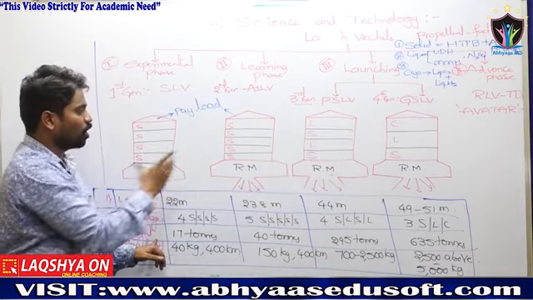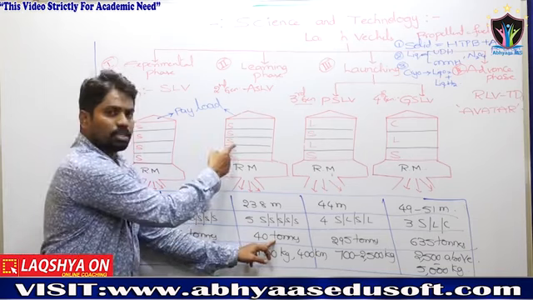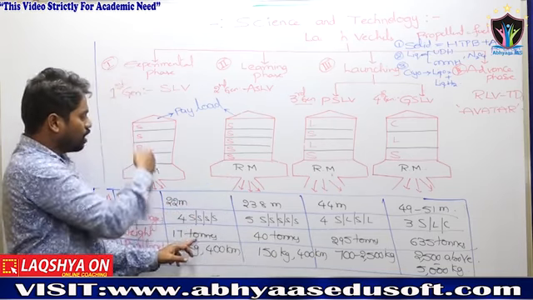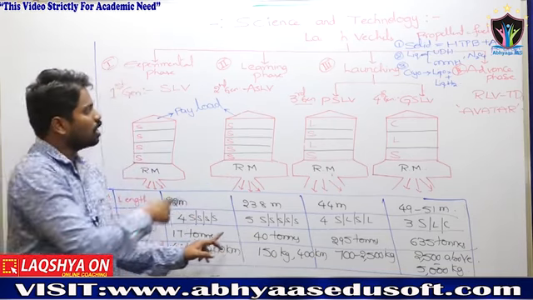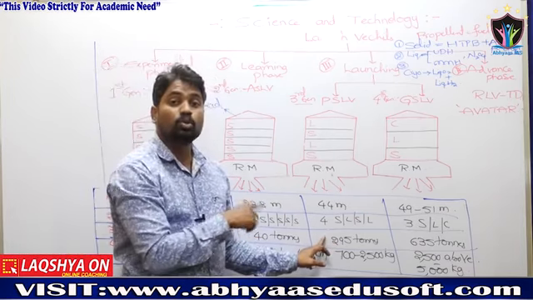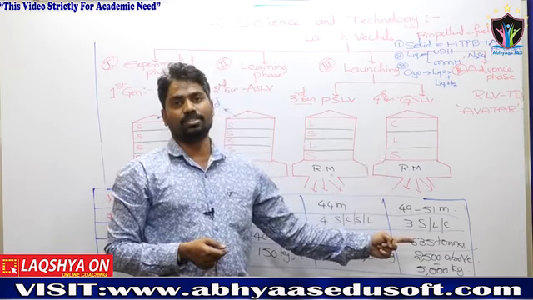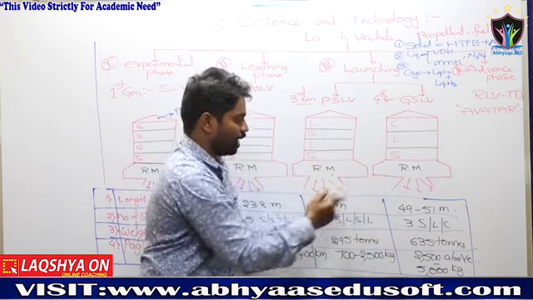Right. Now, the weight of the launching vehicle. The SLV launching vehicle weight is 17 tons. What about the ASLV? 40 tons. What about the PSLV? 295 tons. What about the GSLV? 635 tons. That is the launching vehicle weight.